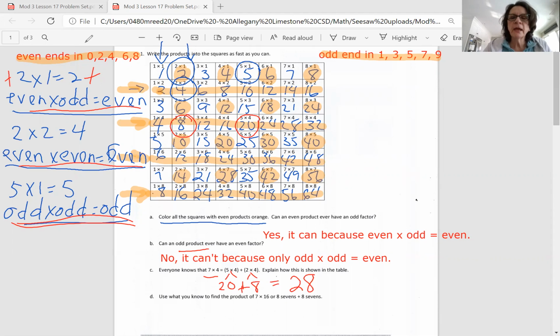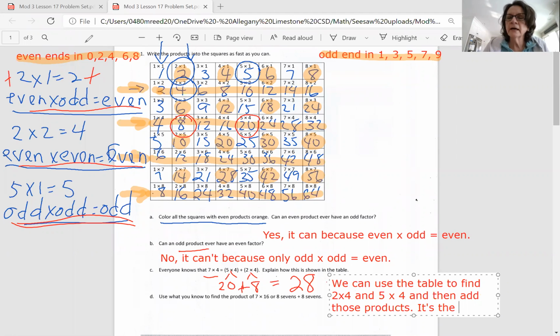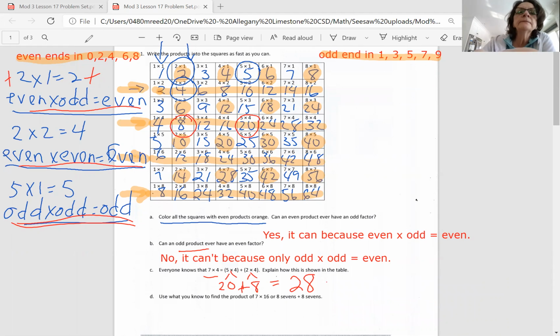So explain how this is shown in the table. Well, we can type a little text box here and we can say, we can use the table to find 2 times 4 and 5 times 4 and then add those products. Okay. And if you want, you can write it's the distributive or break apart strategy. Okay, and let's see. All right, let's go to the last one.